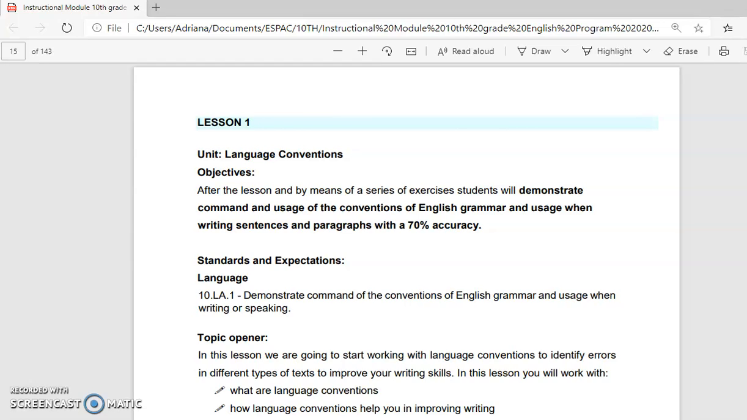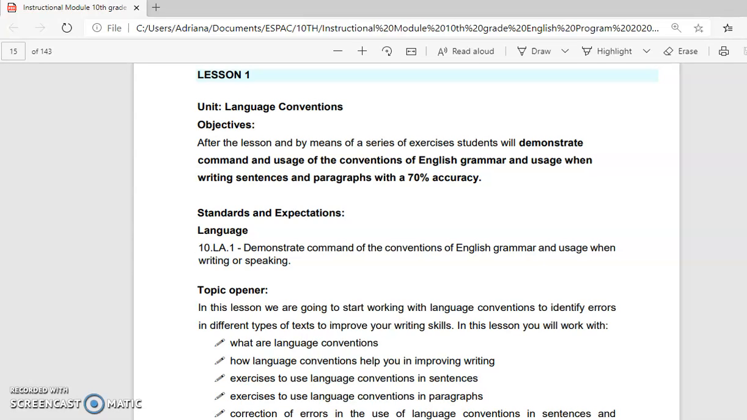So as you scroll down, or if you have it in paper, as you go through the pages, the first lesson, as I said, is language conventions, and you have the objectives first. And it says, after the lesson, and by means of a series of exercises, students will demonstrate command and usage of the conventions of English grammar and usage when writing sentences and paragraphs with a 70% accuracy.